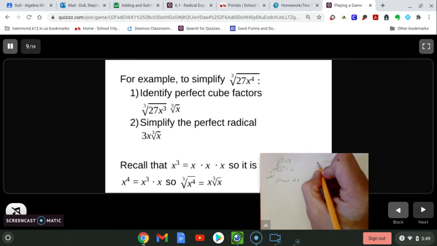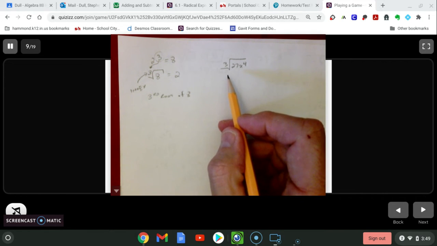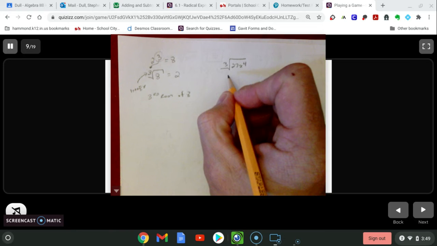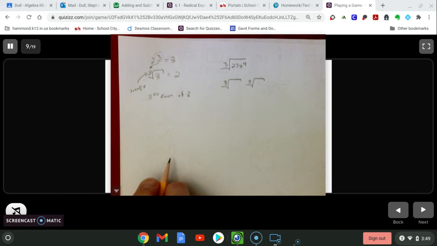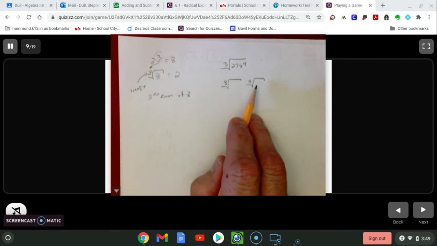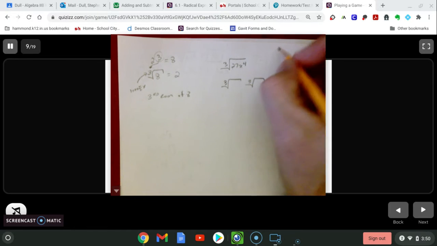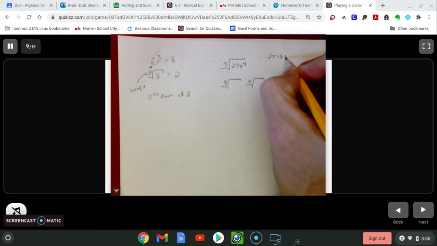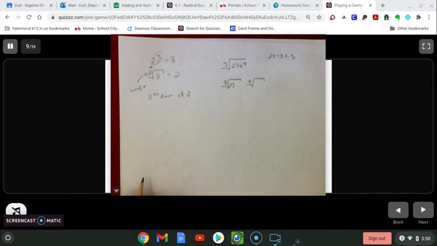So here's the example that we took. We said I have the cube root of 27x to the fourth, and I need to simplify this. Just like we did when we were working with square roots, I'm going to write two radicals. This one is going to contain all my perfect cube factors, and then my imperfect factors are going to go here. So I look at 27, and I recognize that 27 is 3 times 3 times 3. Okay, so 27 is a perfect cube. It's going to go in my perfect cube radical.